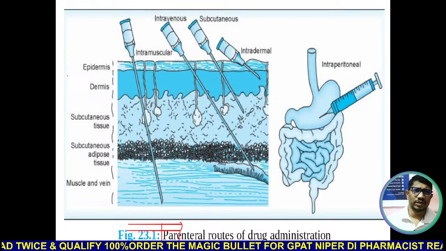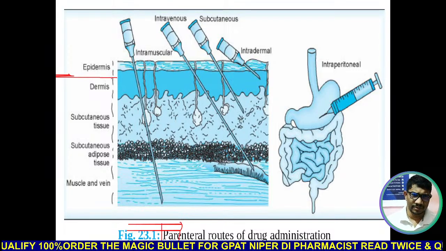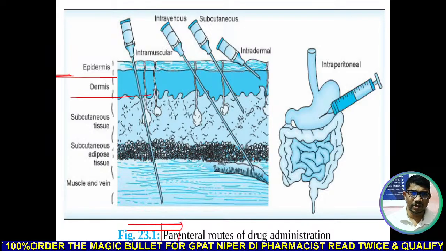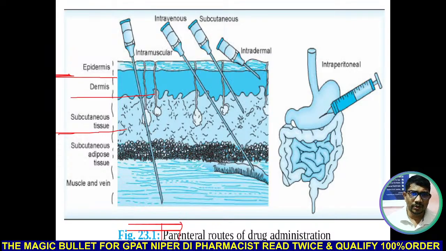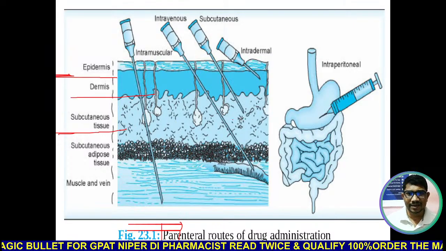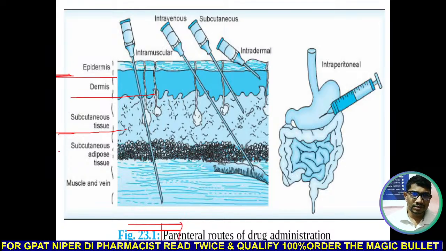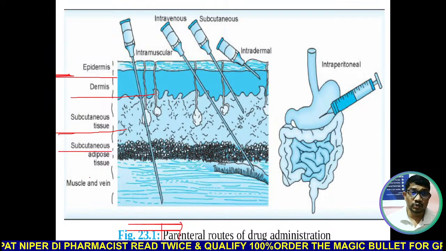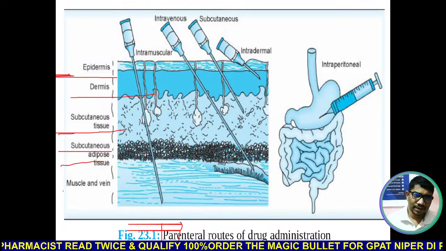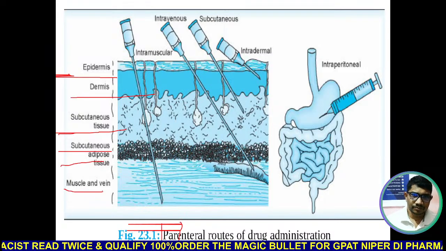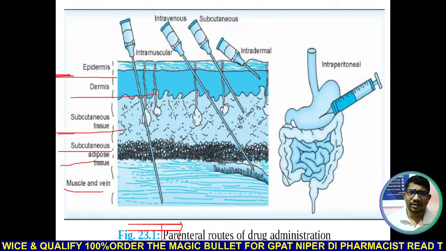So if you see the structure of skin, the outermost layer is known as the epidermis. Below the epidermis you have dermis layer. After that there is a subcutaneous tissue. In that you have different sebum gland, sweat gland, etc., and fatty layer. After that subcutaneous adipose tissue are there, which is a lipid in nature, and after that there is a muscle and veins, right? So you have intradermal injection.